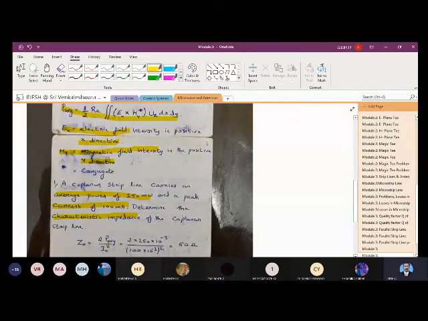Z naught is, check it out once, 2 into 250 into 10 to the power of minus 3, it is milliwatts, divided by 100 into 10 to the power of minus 3 whole square. So while calculating it, no need of calculator. You can do it without calculator also. You'll get 50 ohm. Have you got 50 ohm?